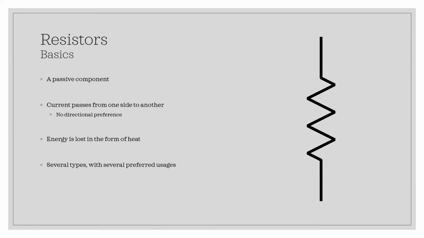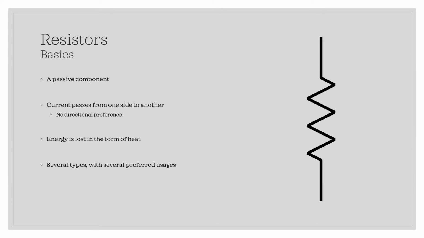Resistors are a passive component that, when current is flowing across them, cause a loss of energy from one side to the other, and that energy is typically lost in the form of heat. The schematic symbol is shown on the right of the screen. You should all be familiar with this, having passed 196. So let's go through a couple of common types of resistors and their preferred uses.